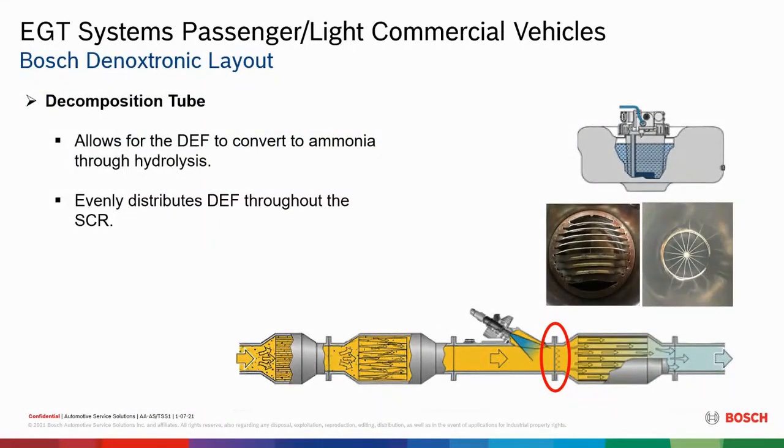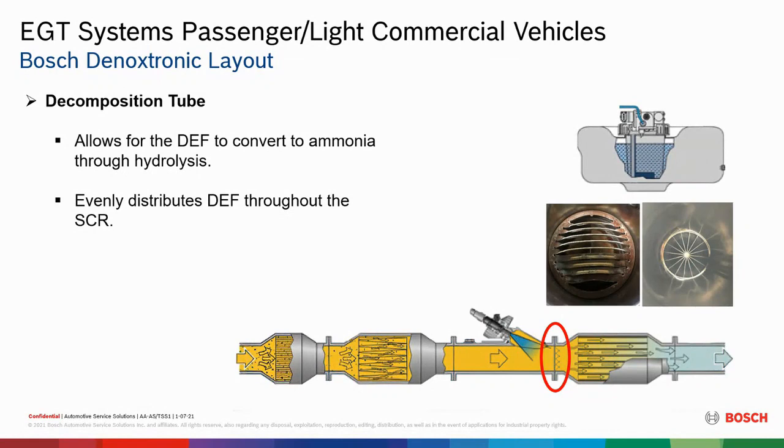So here we've got the decomposition valve. It allows the DEF fluid to convert to ammonia through hydrolysis and break down into the components it needs, that NH3 and the H2O, evenly distributed throughout the whole SCR. So we're going to spread it out evenly so it goes through that honeycomb directly through there.